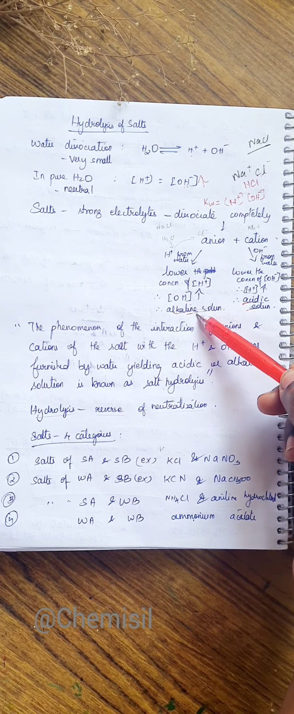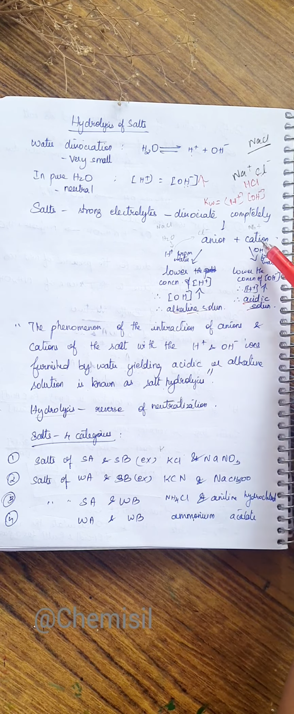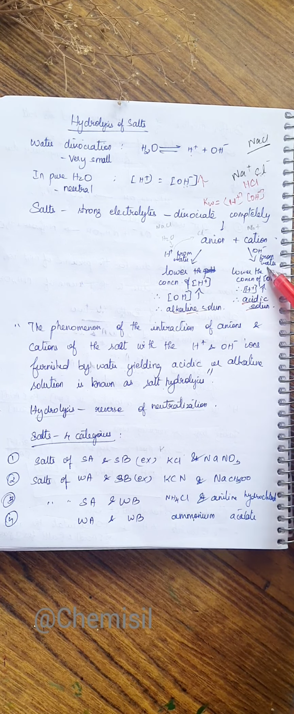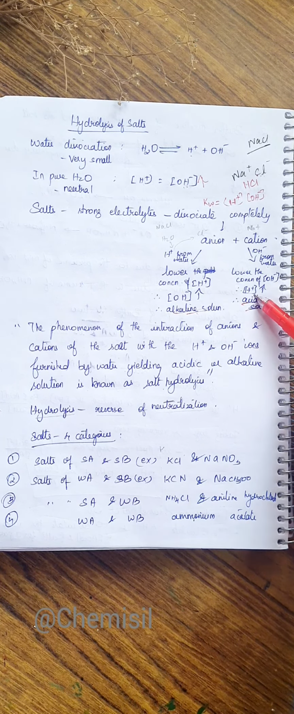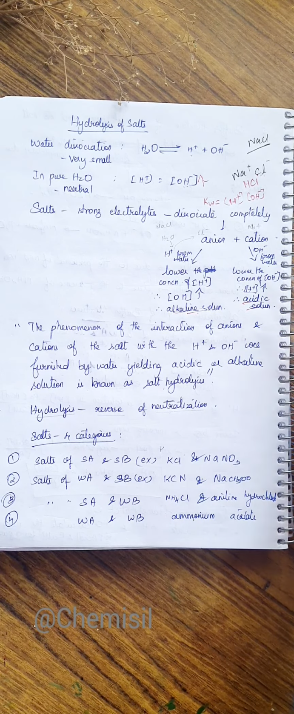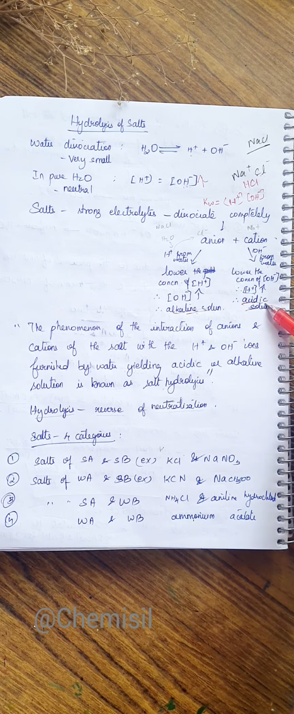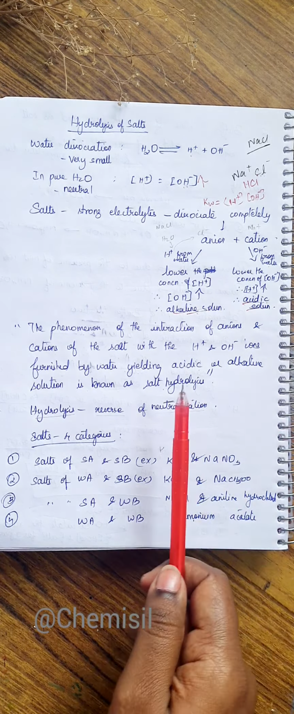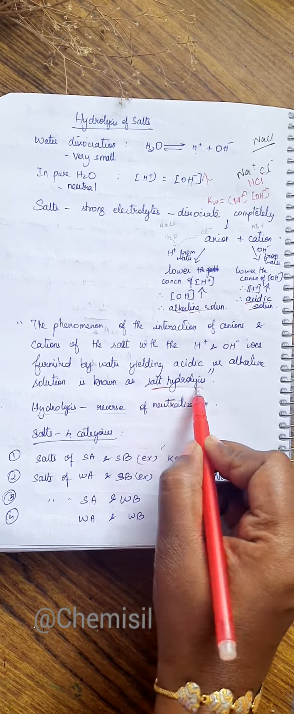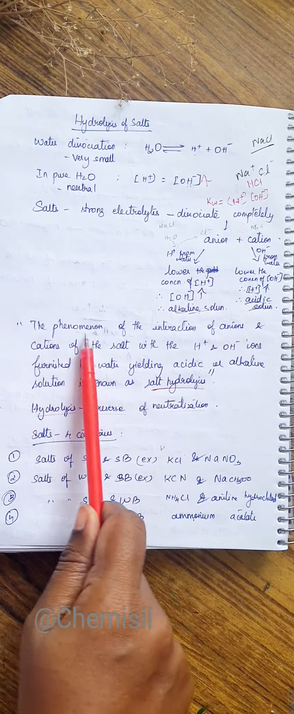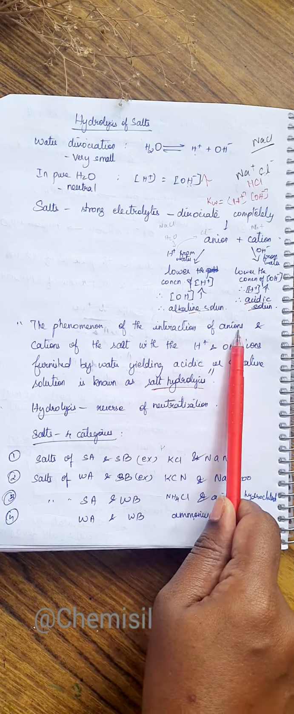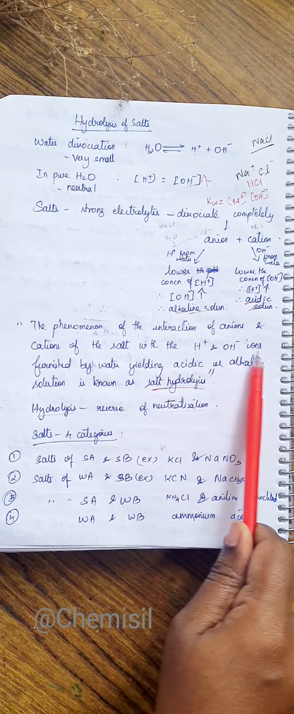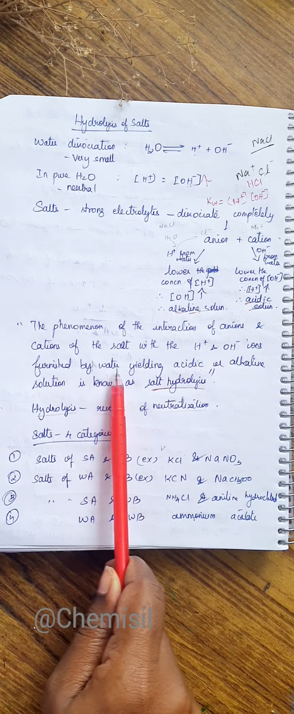So now, using this concept, we can define exactly what is meant by salt hydrolysis. Salt hydrolysis is the phenomenon of the interaction of anions and cations of the salt with the H plus and OH minus ion furnished by water, yielding acidic or alkaline or sometimes even neutral solutions. That is known as salt hydrolysis.